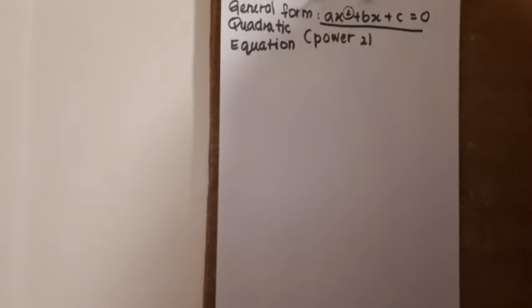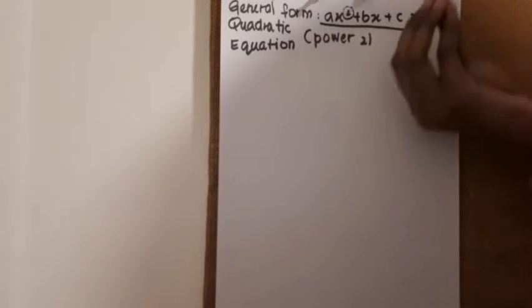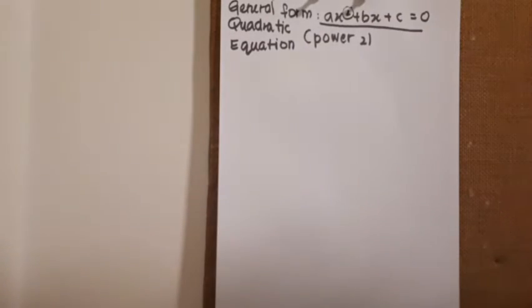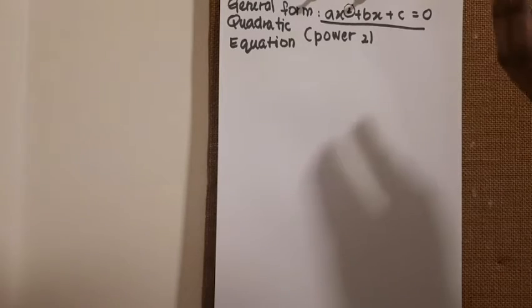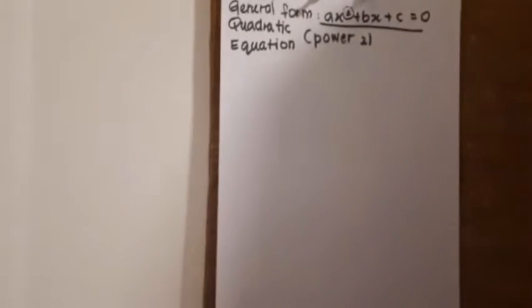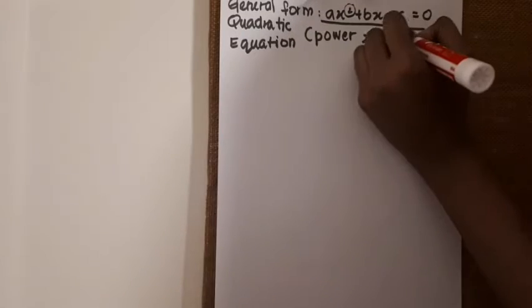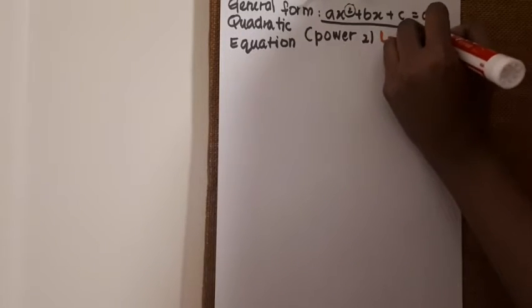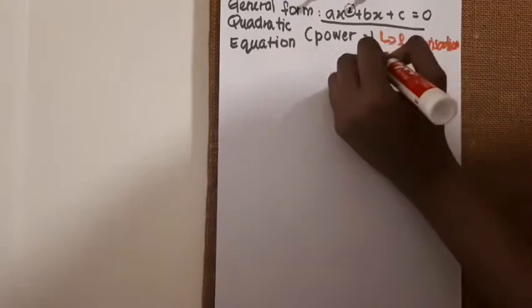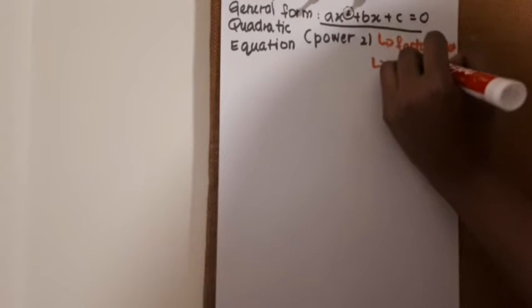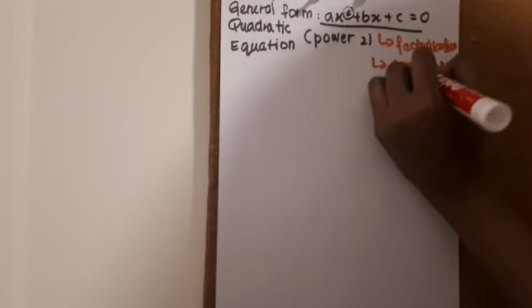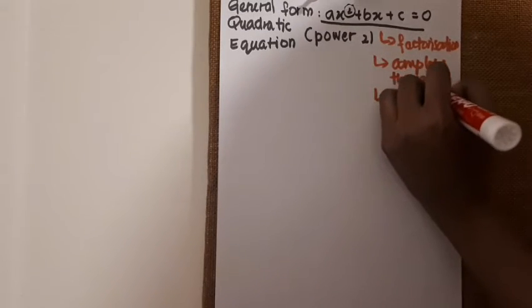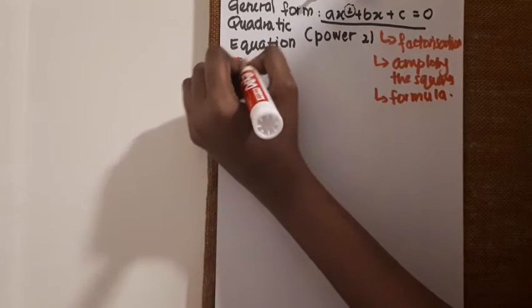We have been looking at various methods to solve this quadratic equation and find the value for x. We saw the factorization method, completing the squares, and also using the formula. Today we will have a look at types of roots.